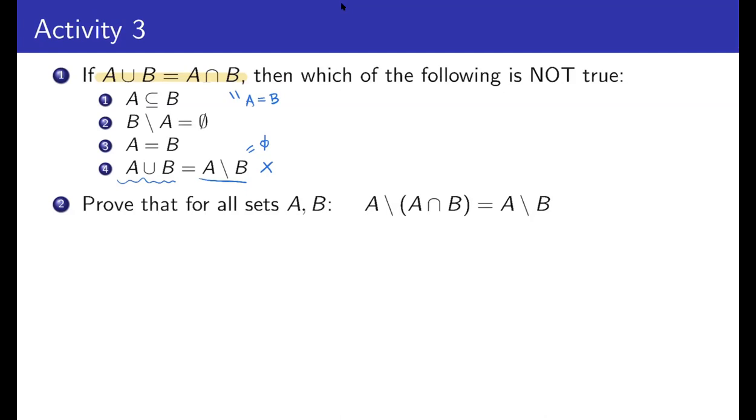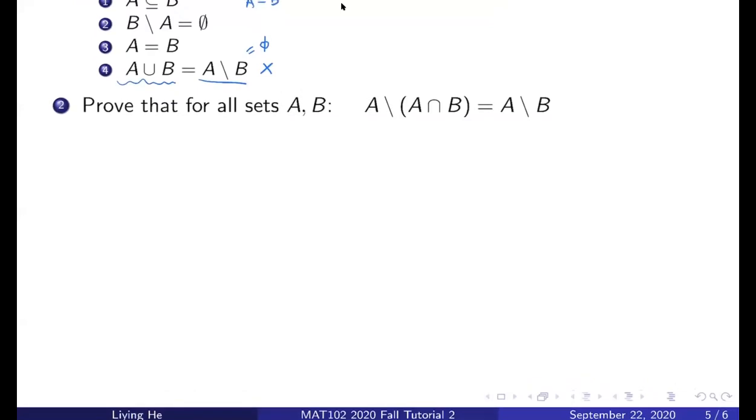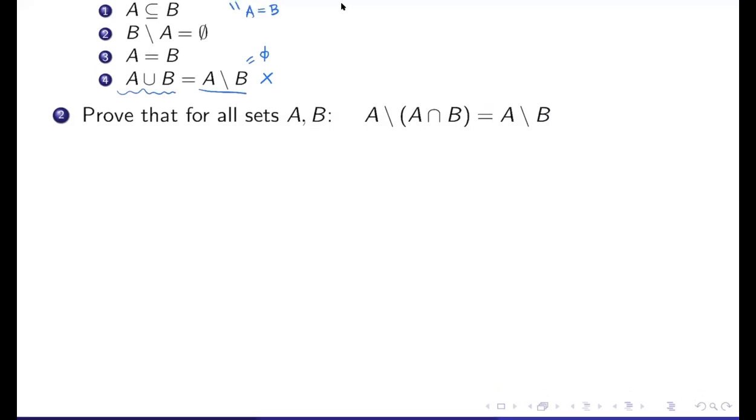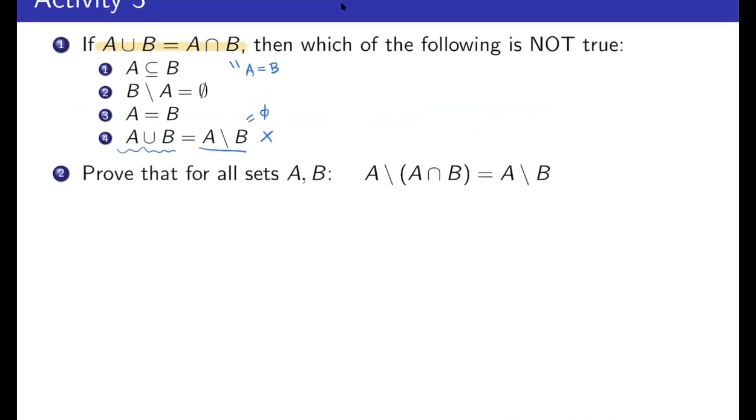All right, that was fast. The last part: prove that for all sets A, B, A minus A intersect B equals A minus B. Yes, if A and B are both the empty sets, then 4 will be true. But now we're talking about the general case, right? So if we have one counterexample, then it's not true.